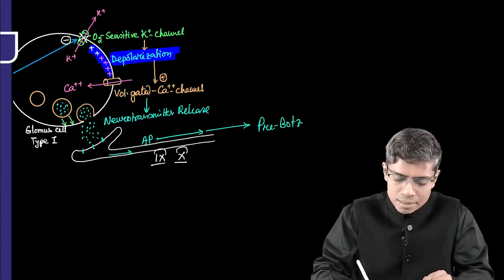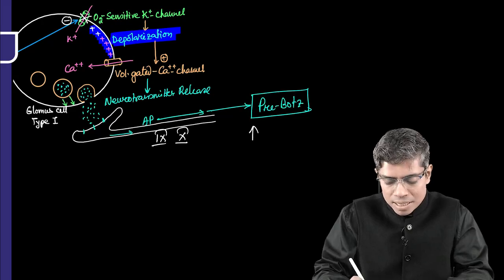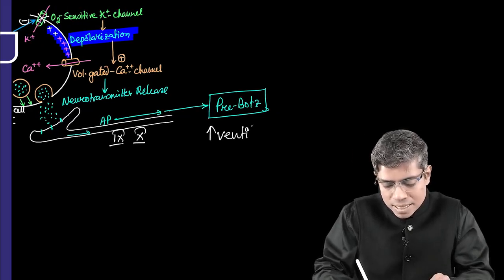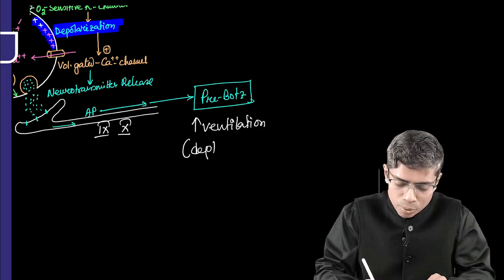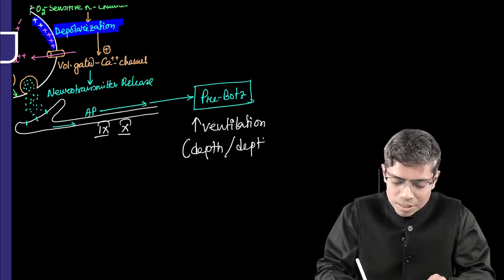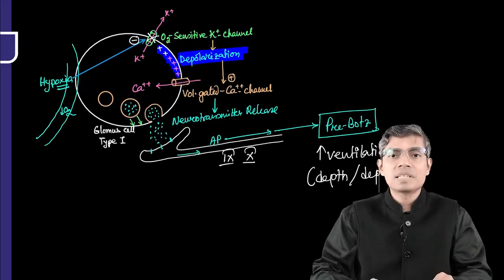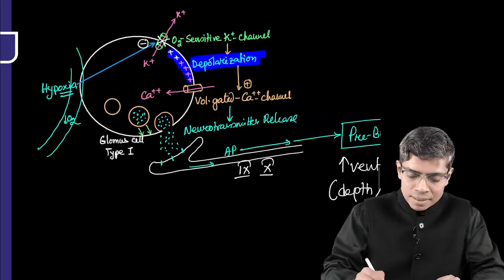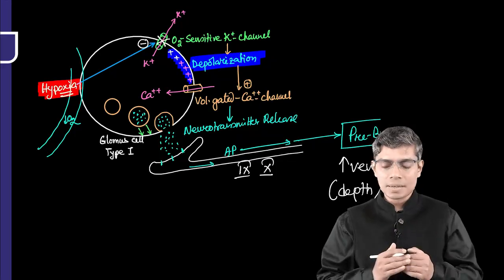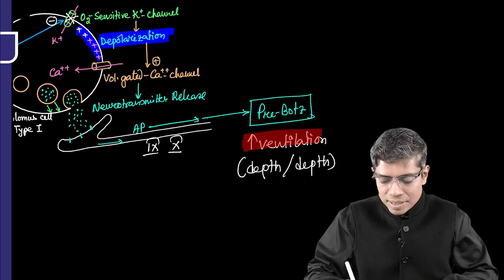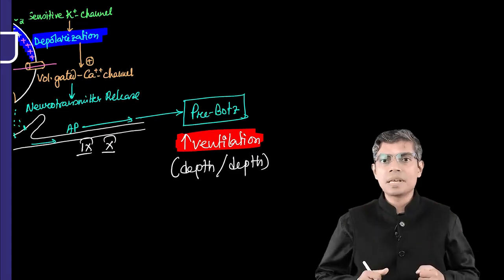pre-Bötzinger complex. Whenever the pre-Bötzinger complex is stimulated, what will happen? There will be an increase in your ventilation. Increase in ventilation means what parameter is going to increase? Both the rate and depth of respiration will increase. So whenever you stimulate the chemoreceptor, you can now understand the mechanism: in the presence of hypoxia, whenever the peripheral chemoreceptor is stimulated, there is an increase in ventilation, hyperventilation, with increase in rate and depth, right? So if there is hypoxia in my body, I will do like this.